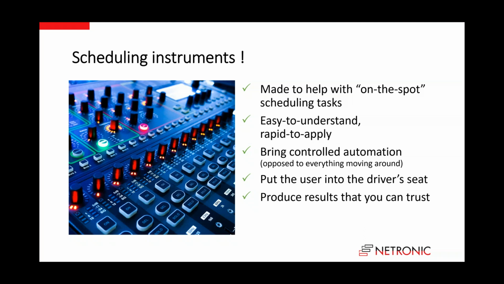So the question of, I want to prioritize this, will change for the orders it is applied to, but there will always be cases where this is true. So we really want to bring control and automation, and we start with version 1 small, but this is going to get bigger over the course of us building the product. With a set of scheduling instruments to support on-the-spot scheduling tasks, we want to put users in the driver's seat and also help them produce results that they can actually trust.